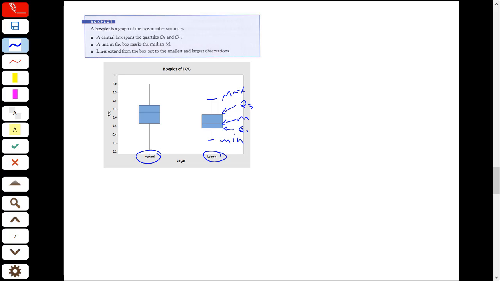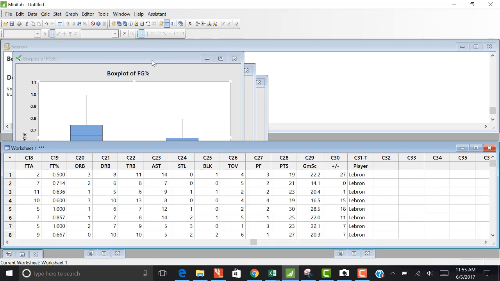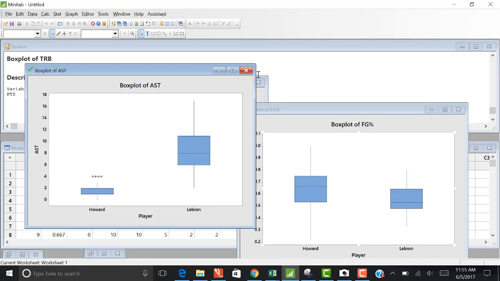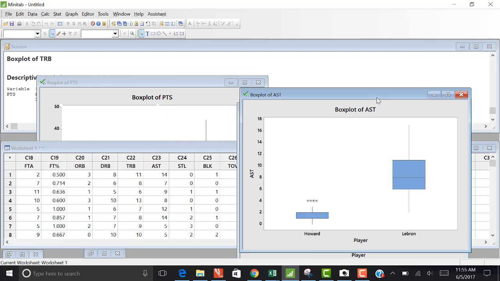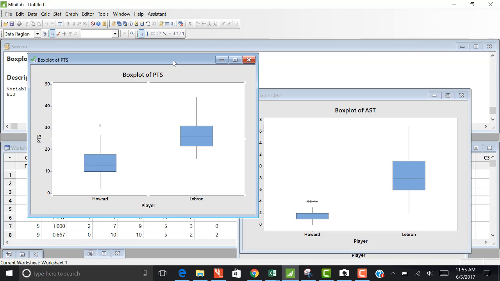So you can see that for once it looks like Howard was a little better than LeBron, but that's because he plays so close to the basket and is dunking so much. Let's look at some other 5-number summaries and box plots I made. Here's one of assists. You can see LeBron on average has a lot more assists than Dwight Howard. You can see the 5 components of the 5-number summary, and box plots are just a great way to compare two individuals. There's LeBron's points per game versus Dwight Howard's. He clearly scored more.